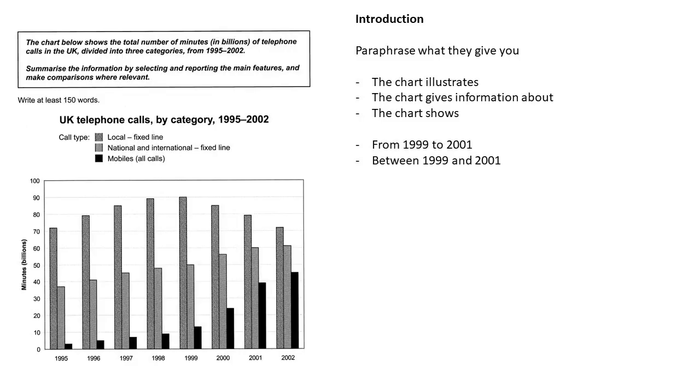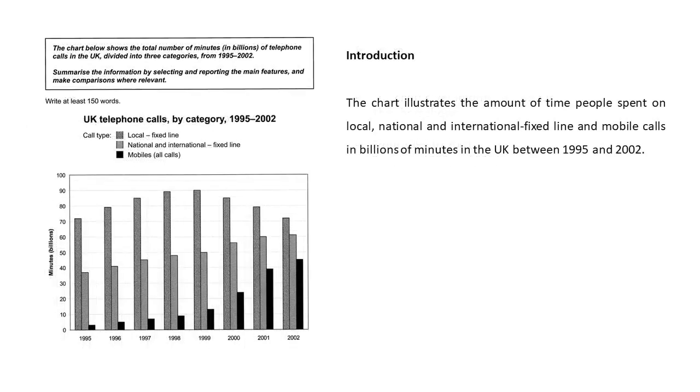Now, to me, the most obvious way to do this is to put mobile and national international fixed line together, because they both go up. So I'll put those both in one paragraph, and I'll do the other paragraph as the local fixed line. So let's start with local fixed line.